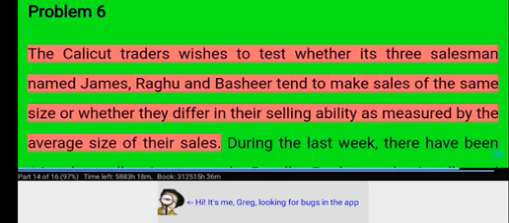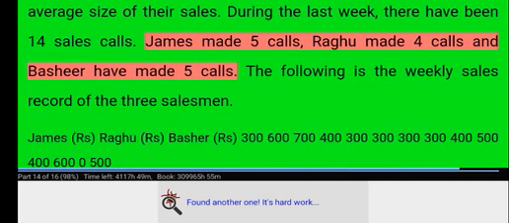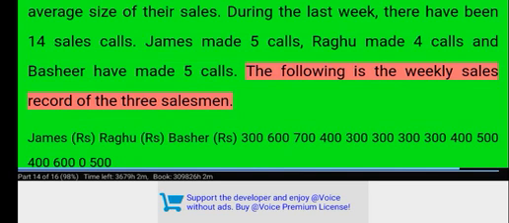Problem 6. The CalCut Traders wishes to test whether its three salesmen named James, Raghu and Bashir tend to make sales of the same size or whether they differ in their selling ability as measured by the average size of their sales. During the last week, there have been 14 sales calls. James made 5 calls, Raghu made 4 calls and Bashir made 5 calls. The following is the weekly sales record of the 3 salesmen.